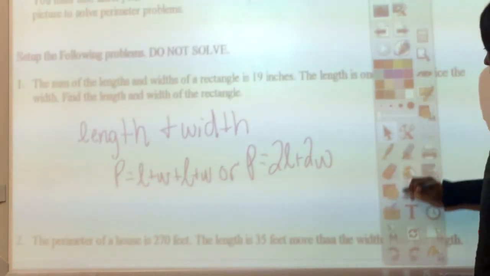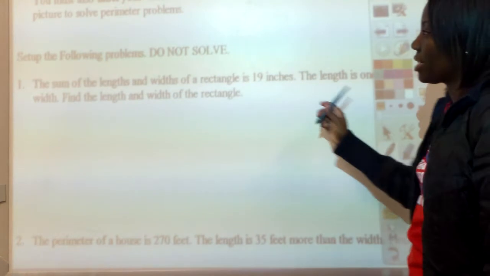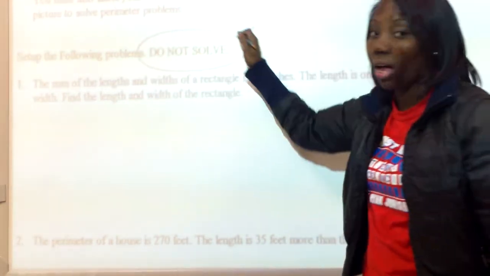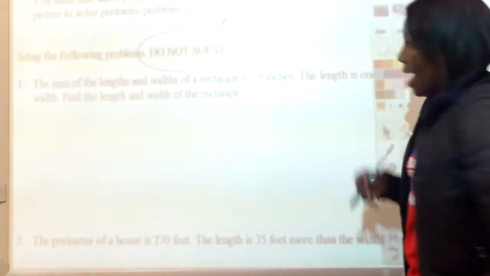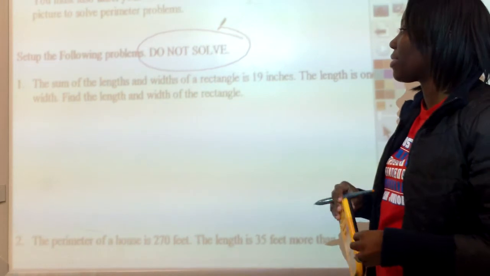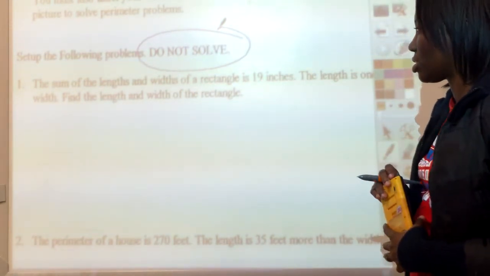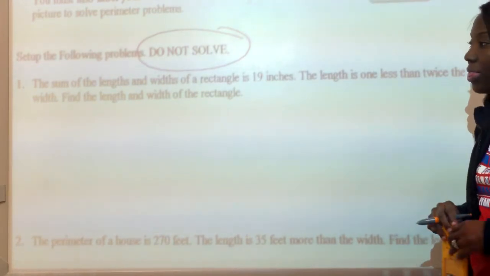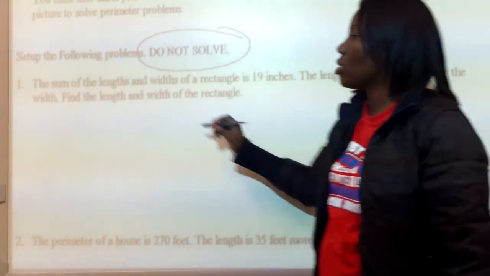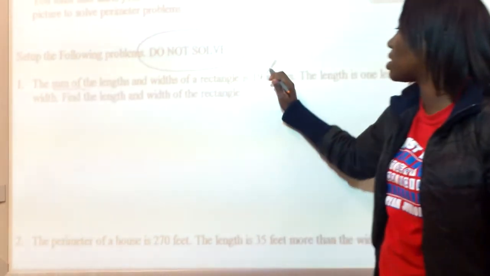All right, the first word problem, if you see, it says, do not solve. Let me make sure you can see that. Yeah, do not solve. And it's on your paper. The sum of the lengths and widths of a rectangle is 19 inches. The length is 1 less than twice the width. Find the length of the width.